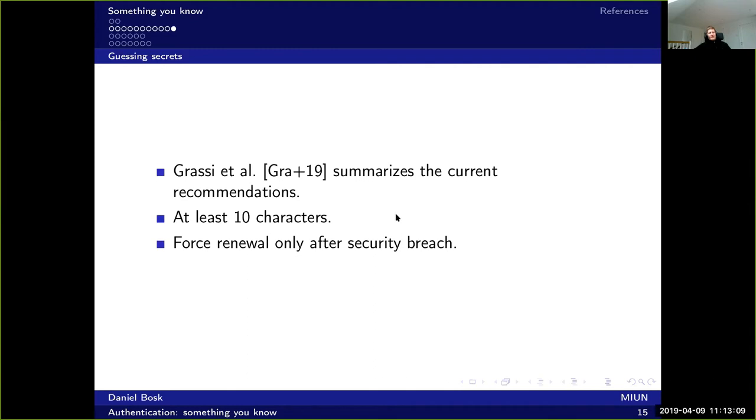And they currently recommend that you have as a password policy at least 10 characters, and no requirement about special characters or uppercase and lowercase and so on. And you do not force renewal unless there has been a security breach. So that's their current recommendation. And that is founded in research. The uppercase, lowercase, special characters type of policy was very much not founded in research many, many years ago.